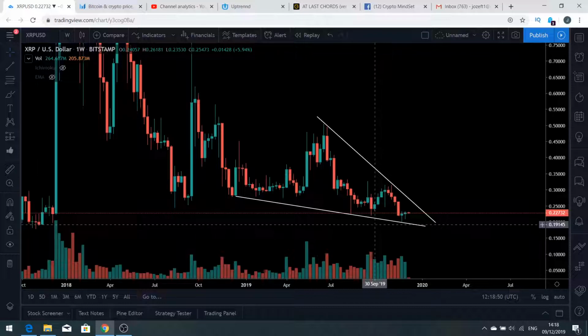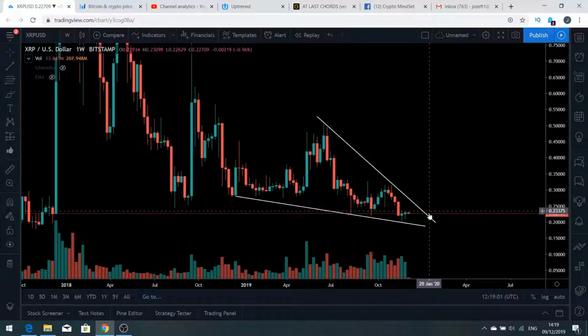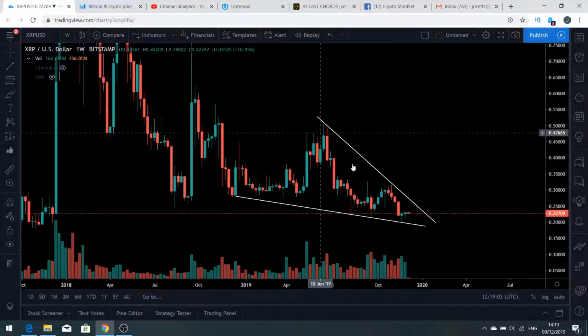Today we're looking at XRP. We're going to look at the bearish scenario and the bullish scenario. Let's start with the bullish case. It looks like we've been trading in a falling wedge formation.